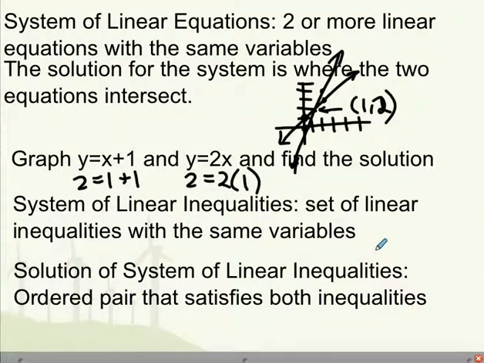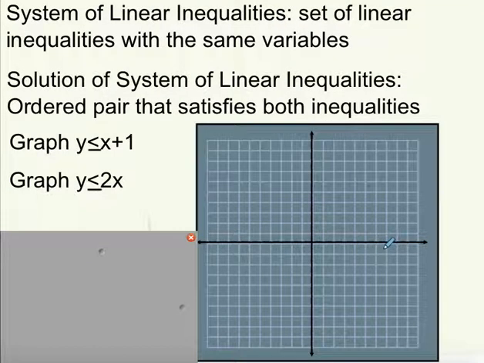A system of linear inequalities is a set of linear inequalities with the same variables. And the solution of the system of linear inequalities is an ordered pair that satisfies both inequalities. So very, very similar here, but we have lots of different options for our solution to the system of linear inequalities. So let's look at one in particular.